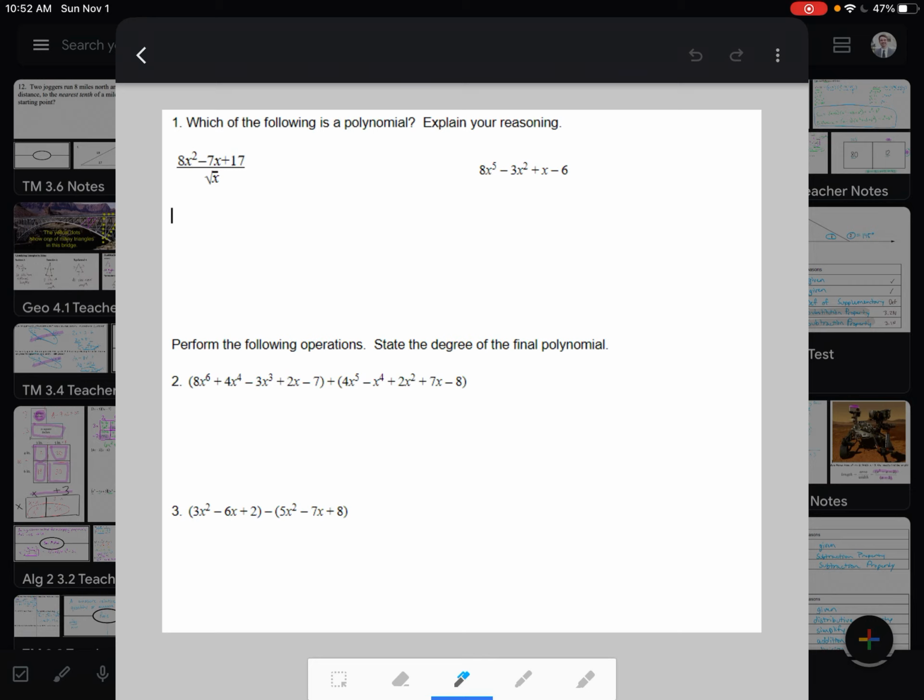Hi everyone and welcome. Today we're going to be going through examples of scales from 3.1 through 3.4 to review for our quiz that's coming up. So first let's start off with the definition of a polynomial. So in this case here, which of the following is a polynomial?